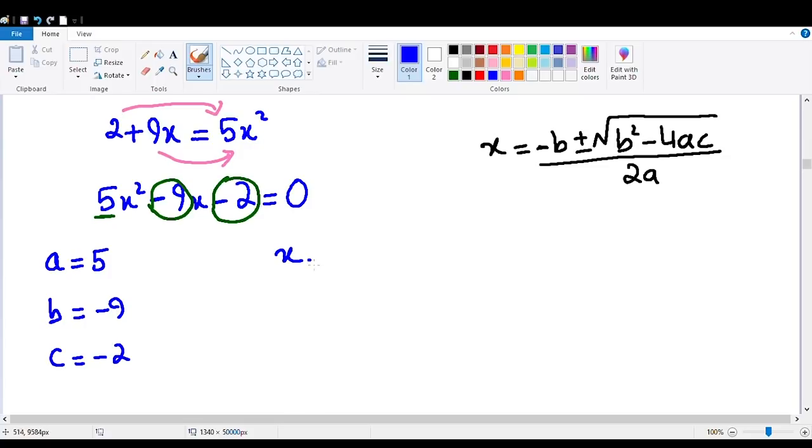Now when we put the values in the formula, we'll get x equals minus, from this formula, then we have minus 9 over here, plus minus from the formula again. B squared is minus 9 squared over here, minus 4.